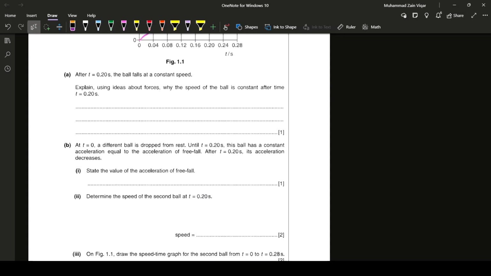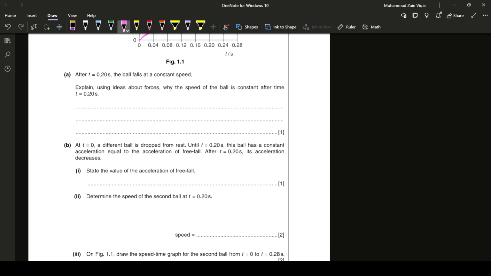At time t equals 0, we'll be skipping the first part because that's related to terminal velocity and forces. Right now we're just focusing on kinematics, so we won't be doing that question. So part B: at time t equals 0, a different ball is dropped from rest. Until time t equals 0.2 seconds, this ball has a constant acceleration equal to the acceleration of free fall. After time t equals 0.20 seconds, its acceleration decreases. State the value of the acceleration of free fall.